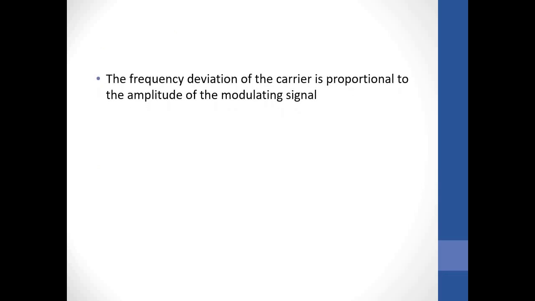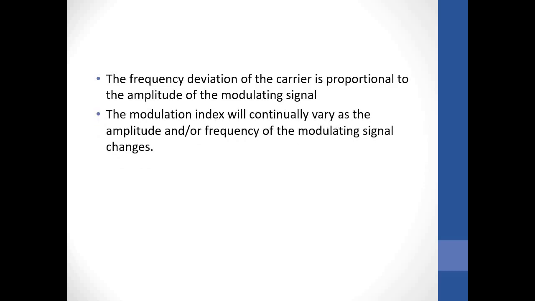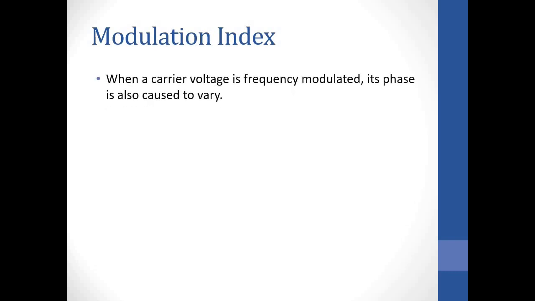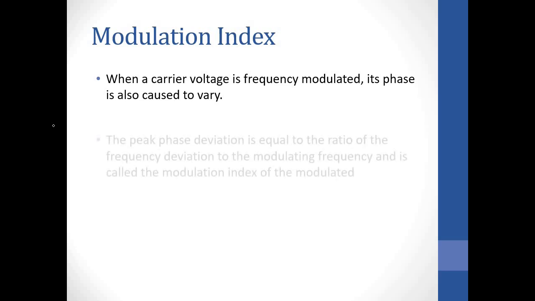Frequency deviation of the carrier is proportional to the amplitude. The modulation index will continuously vary as the amplitude or the frequency of the modulating signal changes. So we've got what we call the modulation index that we want to determine. When the carrier voltage is frequency modulated, its phase also changes. Any change in frequency causes a change in phase of that signal. So changes in the frequency in an FM signal also contribute to changes in the phase of that signal.